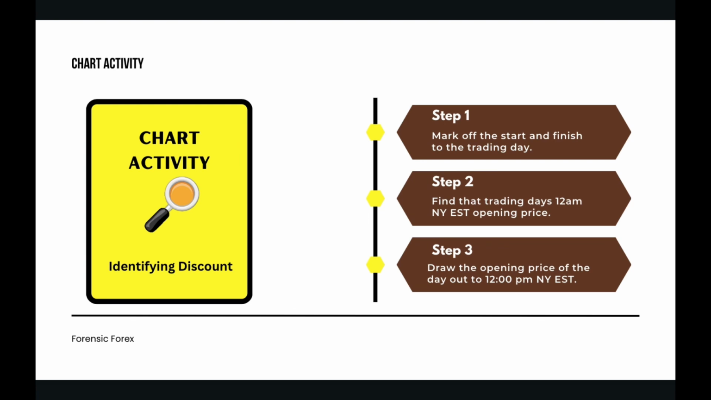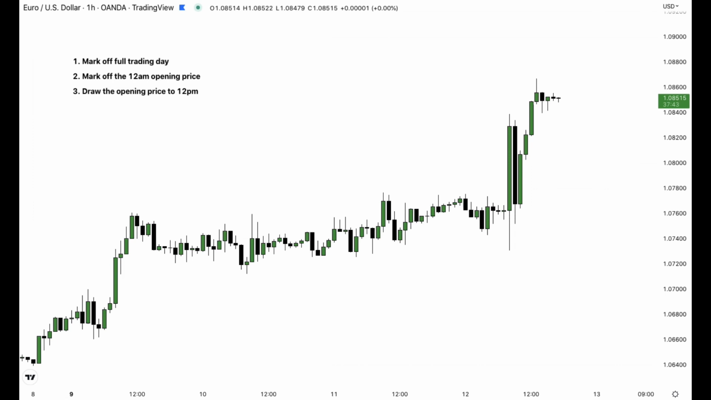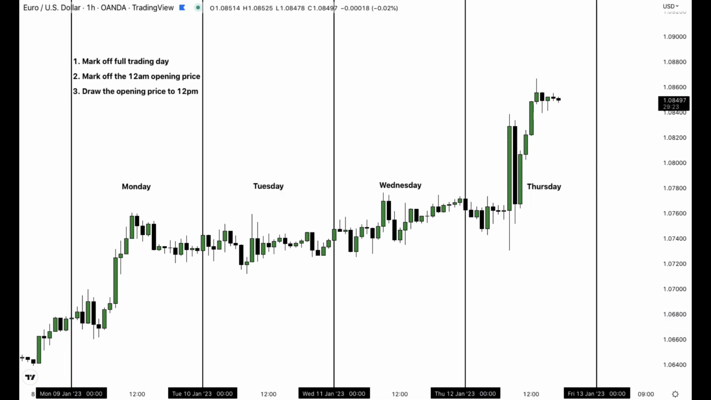Let's look at an example on some charts. Here we're looking at Euro versus the US dollar, which is EU. For this example, we're going to be using our current weekly range that we're trading in. We're going to mark off all full trading days that we have thus far. So Monday all the way up to Thursday's current range. I have marked off all the trading days. So this is Monday, this is Tuesday, this is Wednesday, and this is Thursday that we are currently trading in.